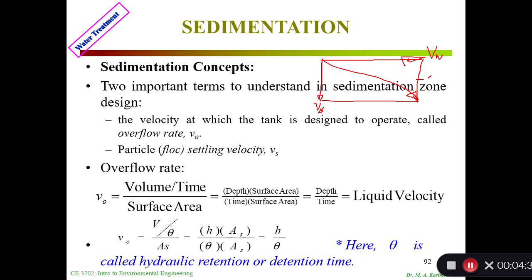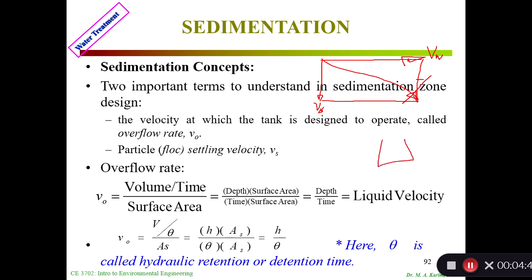In certain cases they use a flat plate like that, so material gets stuck over here, then comes down at the bottom. So here is the overflow rate. Overflow rate is what is coming out of the tank: volume per unit time divided by surface area.